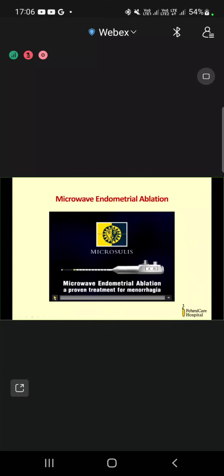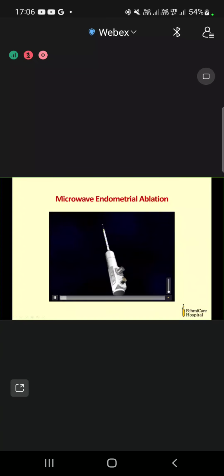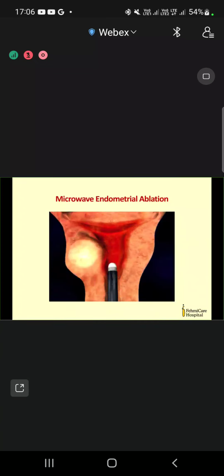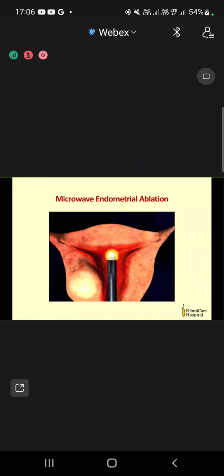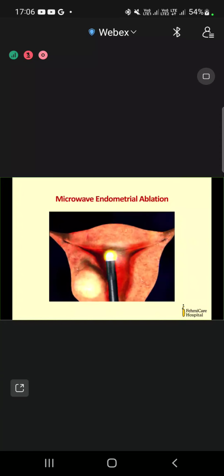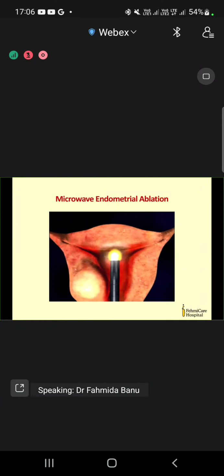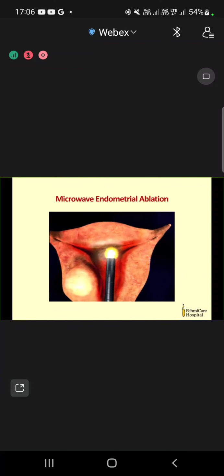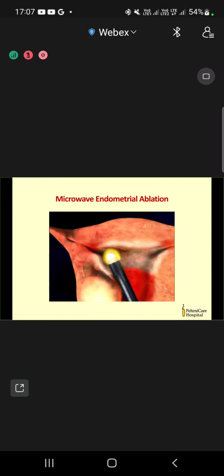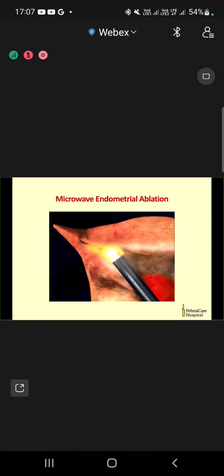Let us see the procedure. Here the probe is passed. You have to gently rock your hand to move the probe from one corner to the other. Through the microwave energy, the ablation occurs. Because the probe is thin and it reaches all the corners, even if there is an underlying fibroid and the cavity is distorted, this technique successfully ablates the endometrium.